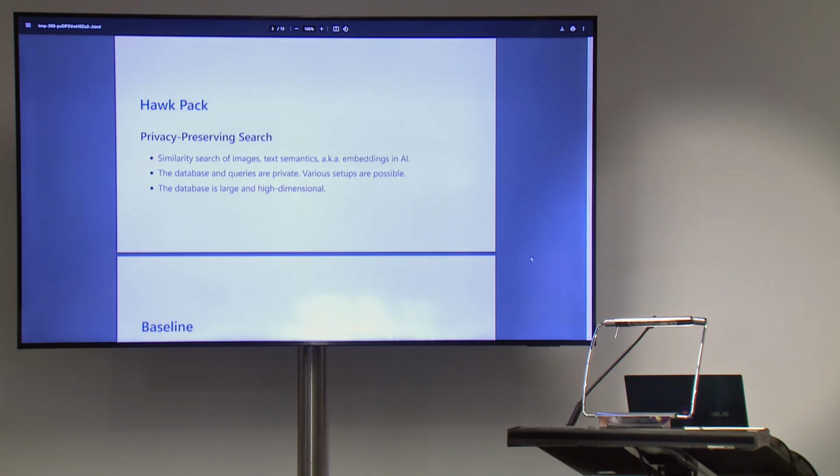Except that the database and the queries are both private. And what it means to be private, there are variations, depends on your application, what you want to protect from who. We'll see it's very flexible. That's why it's written that way. And the database is very large, so we're interested in scalability, and it's also high-dimensional. And the high-dimensional, as we'll see, excludes a lot of options.